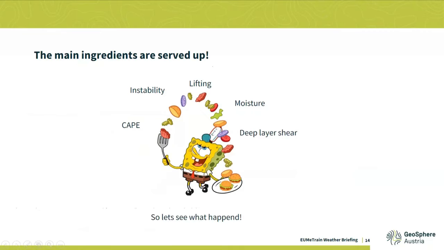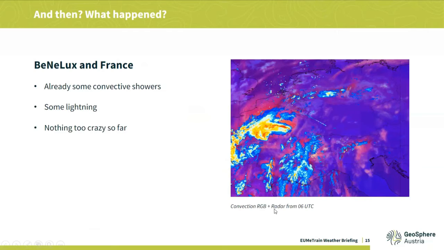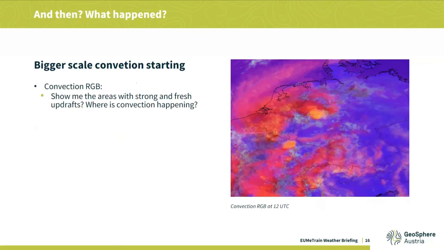So if we now think about it, we have all the ingredients which we need for really severe convection and severe storms. We have lifting, moisture, deep layer shear, high CAPE values, instability. So we can now have a look at what happened then really. You can now see the convection RGB, but I overlaid the radar from 6 UTC. There's nothing too crazy going on so far. We already have some convective showers over France and also over Germany. There is already some lightning, but as I said, it's not that crazy. But in the course of the day, the low pressure system will move more eastwards and start to cross Germany.